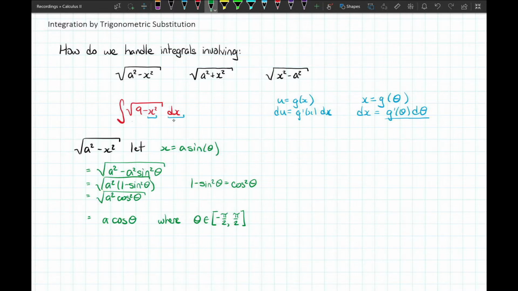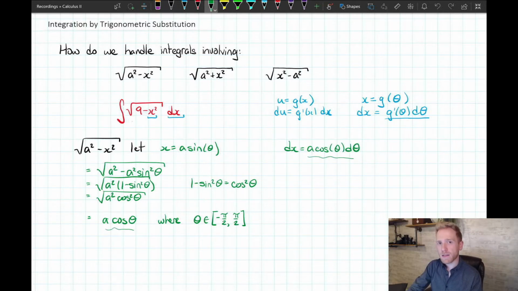The only other part we have to worry about is what happens to dx. Well, if we let x equal a sine theta, that means that dx is going to be equal to the derivative of that, a cosine theta d theta. By making these couple substitutions, the root gets simplified and we end up with trigonometric functions. And then, of course, we also have our dx being replaced as well, and that gives us more trigonometric functions.